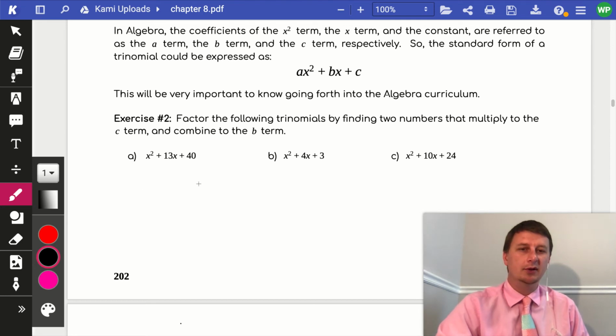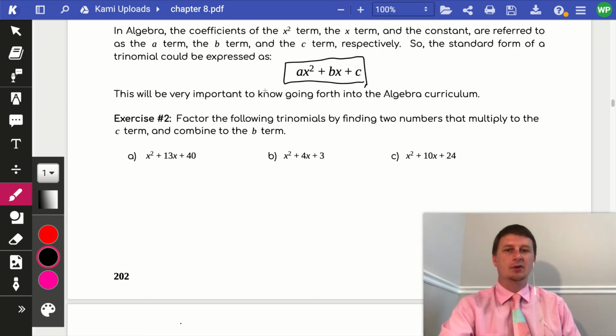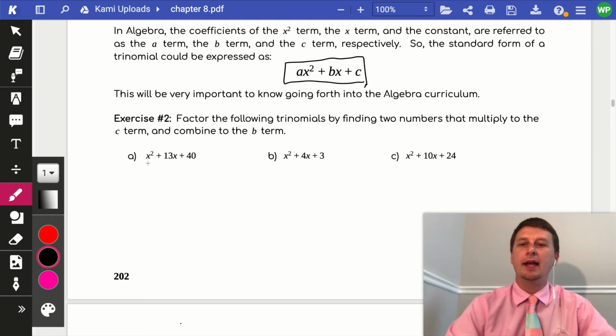Now, quick review. We were introduced in exercise number 1 to our standard form of a trinomial of ax squared plus bx plus c. So when I say multiply to the c term, we want to multiply to get this number right here. And we want to combine to the b term. We want to add our numbers up to get the number right in front of the x term in the middle. So taking a look at part A, we want to look at this expression.